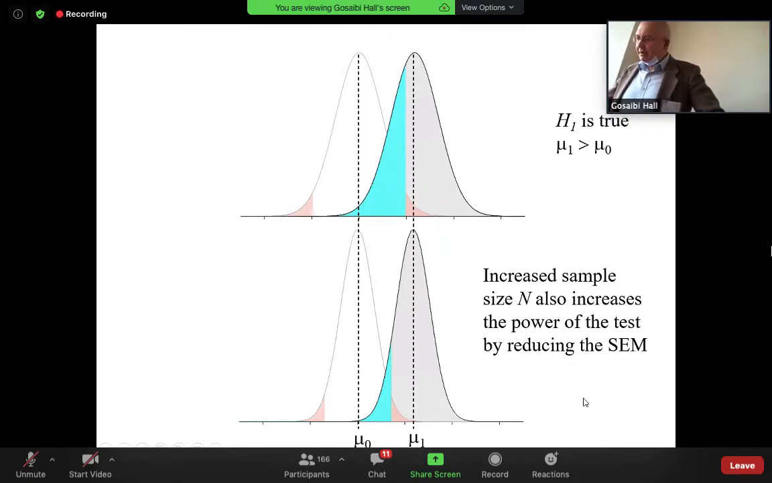We're not changing mu1 by the sample size. You can see mu1 is staying in the same place. What's happened is that because we've increased the sample size, the standard error has got smaller, so the sampling distribution becomes narrower. This goes back to our sampling distribution of the mean lecture. Is that okay?